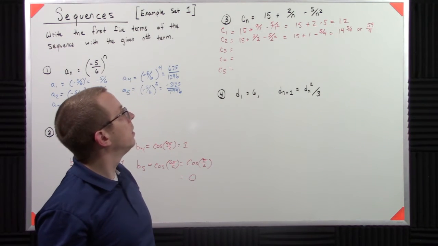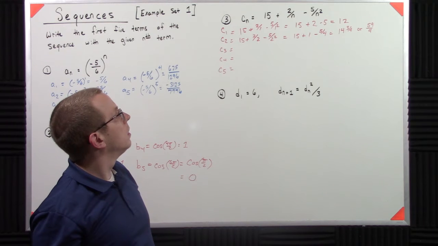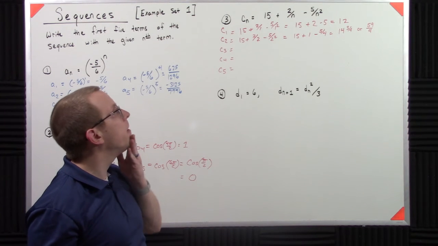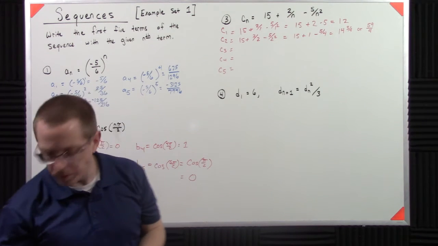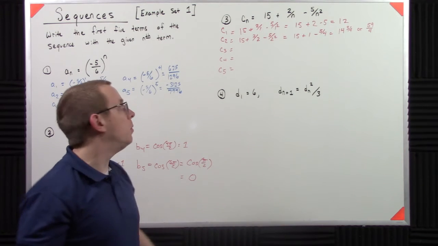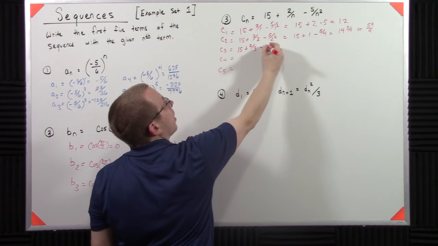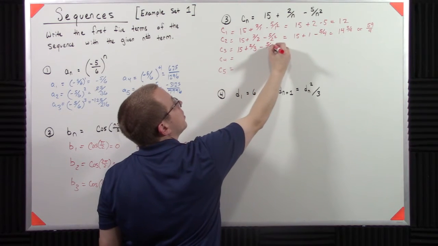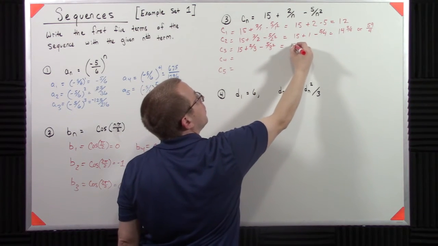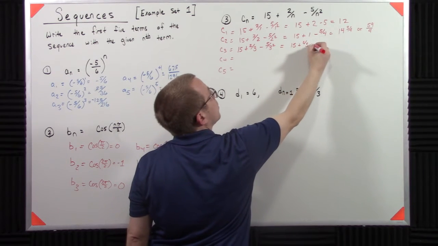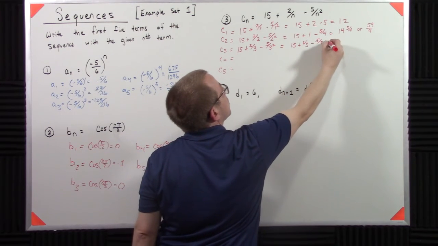That can't be right. I think that is right. Yeah, 59 fourths. The next one, we keep going. It's 15 plus 2 over 3 minus 5 over 3 squared. 15 plus 2 thirds minus 5 ninths.